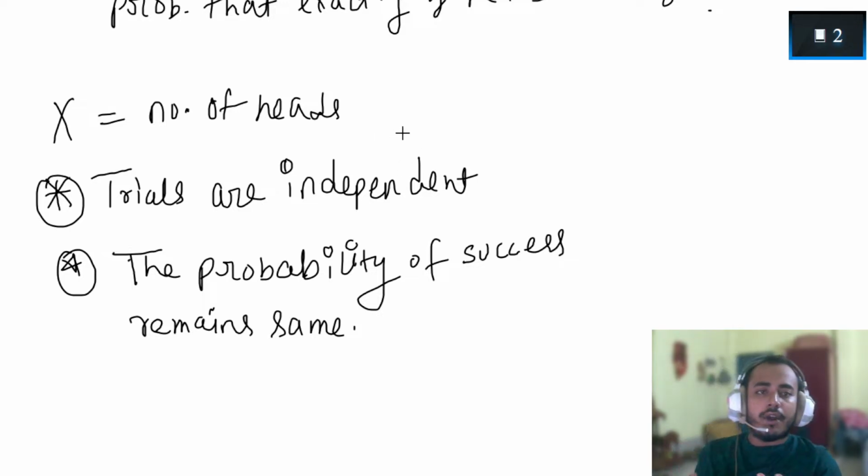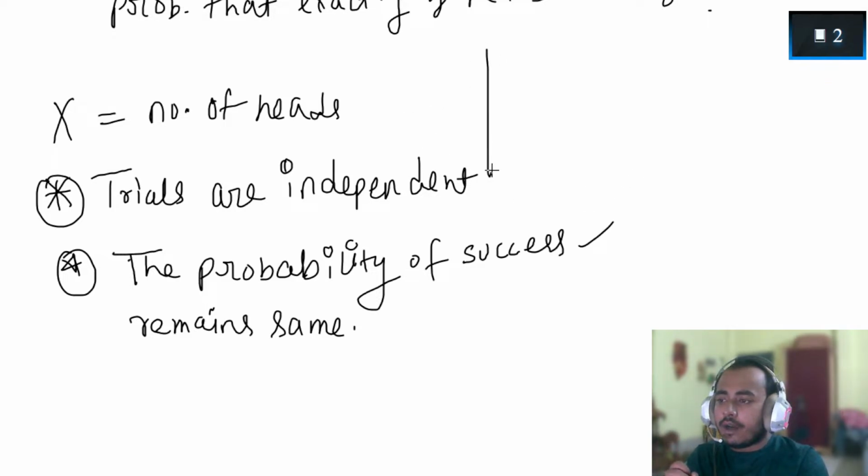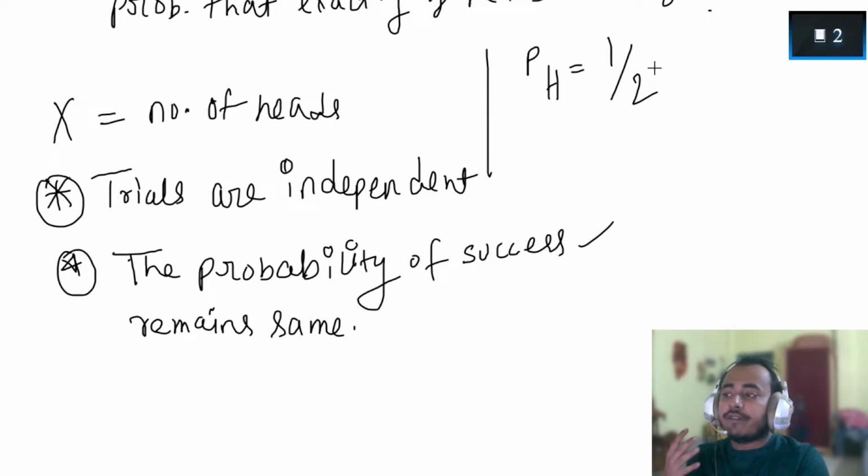So when you're tossing a coin, tossing it once is the first trial. You're tossing it again, this is the second trial. And these two trials are independent. That is, the outcome of the second trial does not depend on the outcome of the first trial, and neither does it depend on any other trials. It is an event in itself which does not depend on anything else. That means the trials are independent. Also, the probability of success: in a fair coin, the probability that you get a head is 1 by 2, because heads and tails are equally likely to occur.